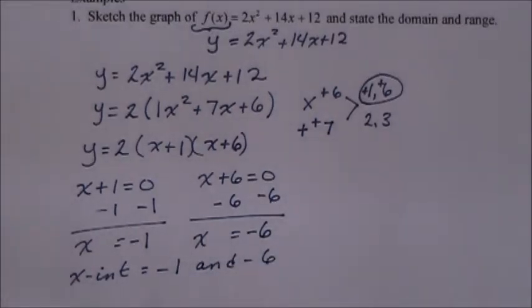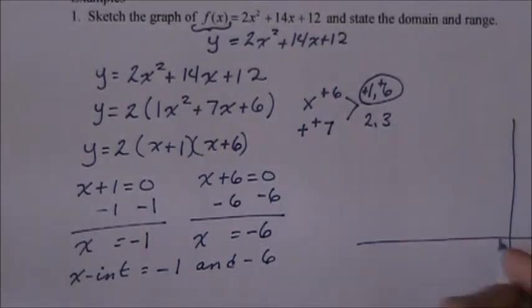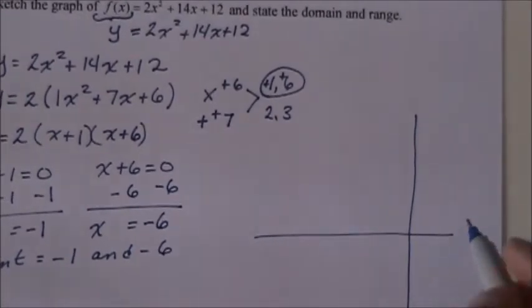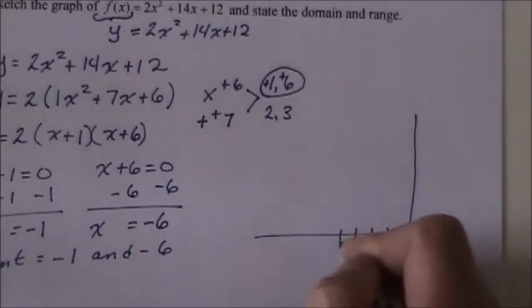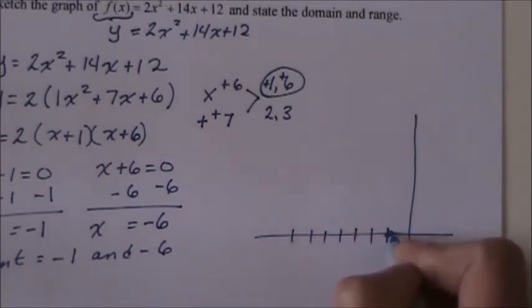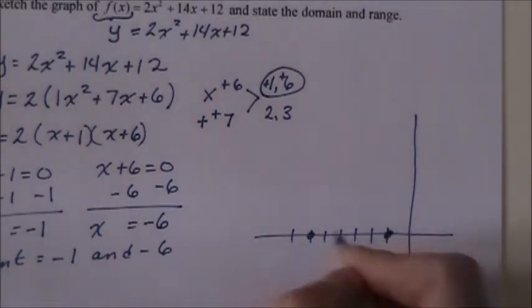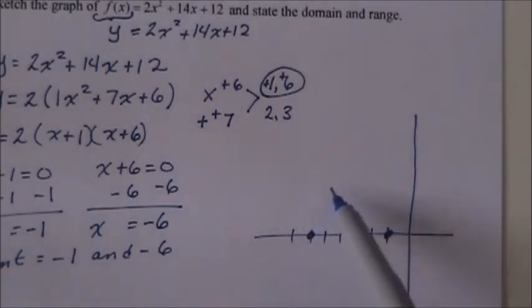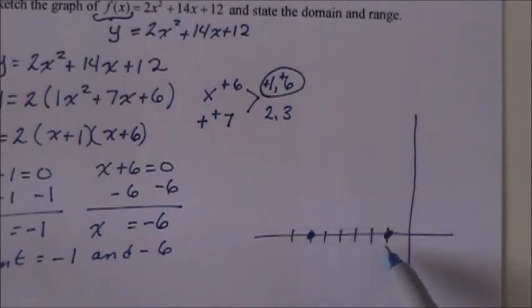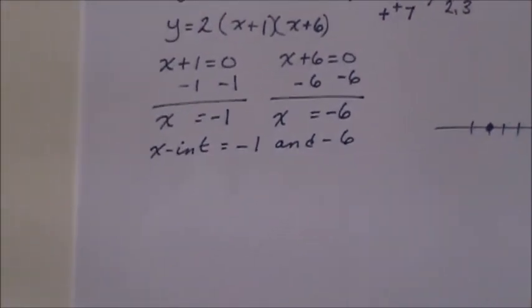If we were to sketch a graph of this, what we do know at this point is that the graph crosses the x-axis there, and it crosses it here. We don't know if the graph goes this direction or this direction, whether it goes really down low and up high, or really high and then down low. So this is where the vertex is going to help us out. So we're going to need to go and find the vertex now.